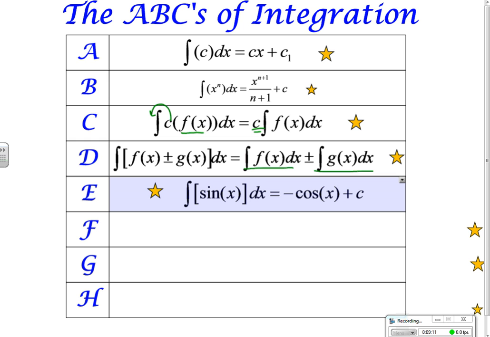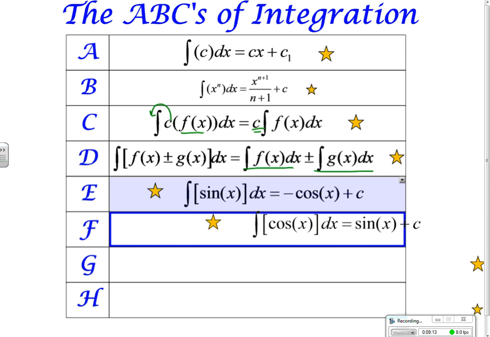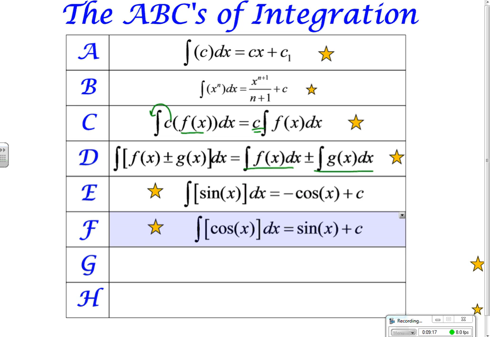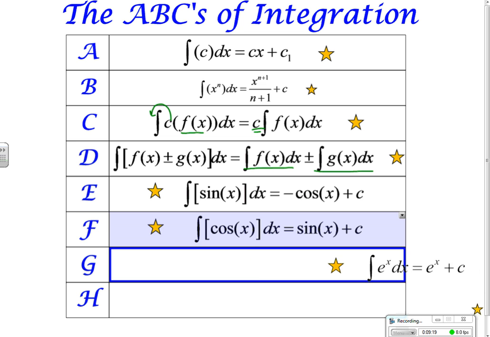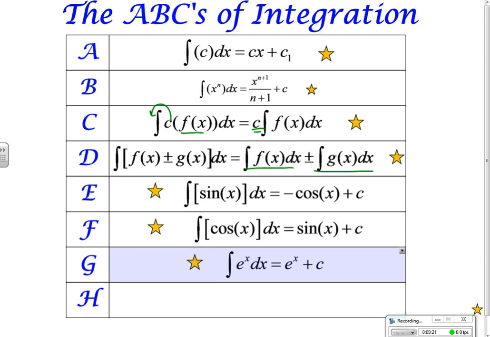Sine, the antiderivative of sine gives me negative cosine, and the antiderivative of cosine gives me sine. So I'm just pulling out a few of those trig ones. Here's e to the x. Well, the derivative of e to the x was e to the x. So the antiderivative of e to the x is e to the x. That's kind of an easy one to memorize. And then there's 1 over x. The antiderivative of 1 over x is natural log x.